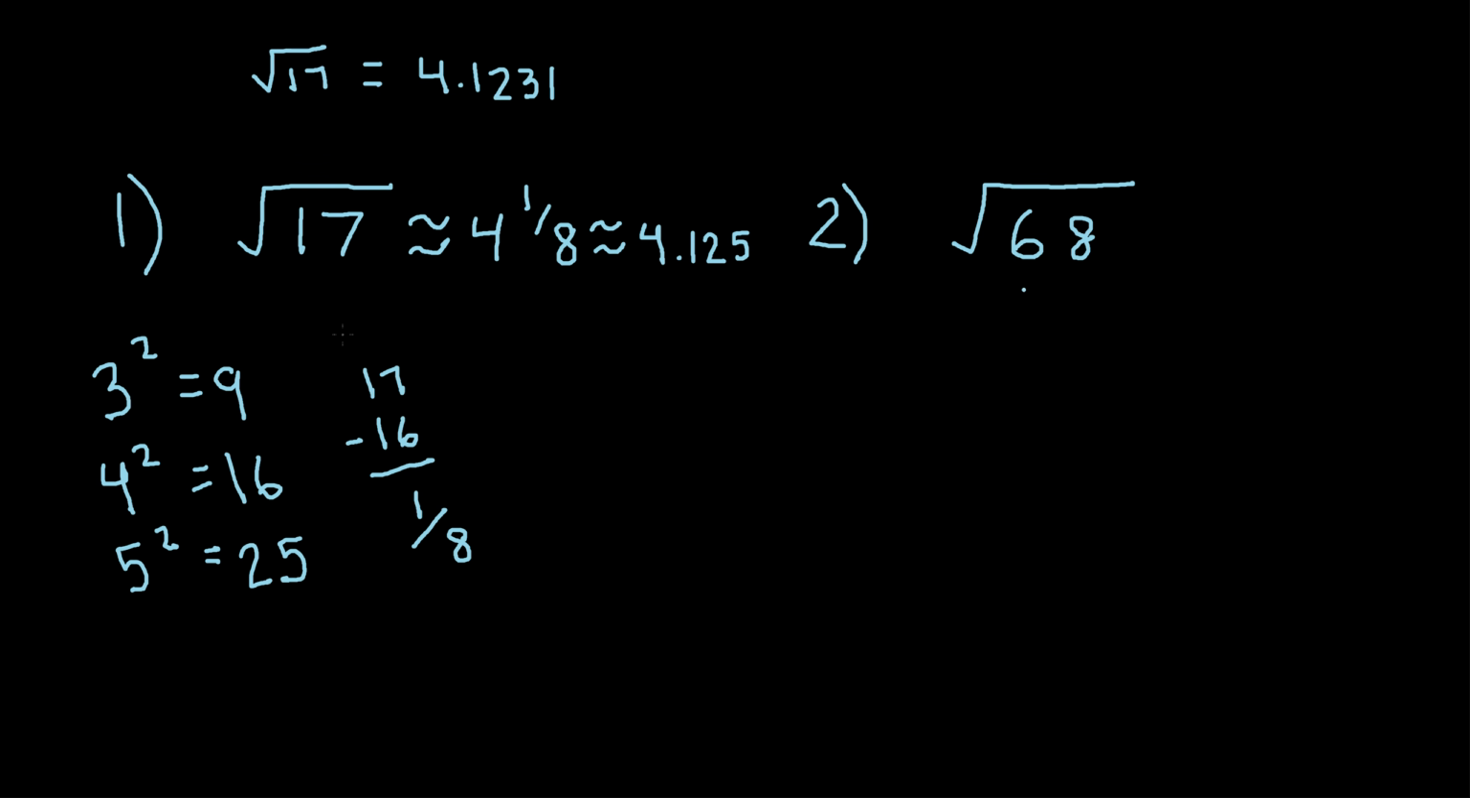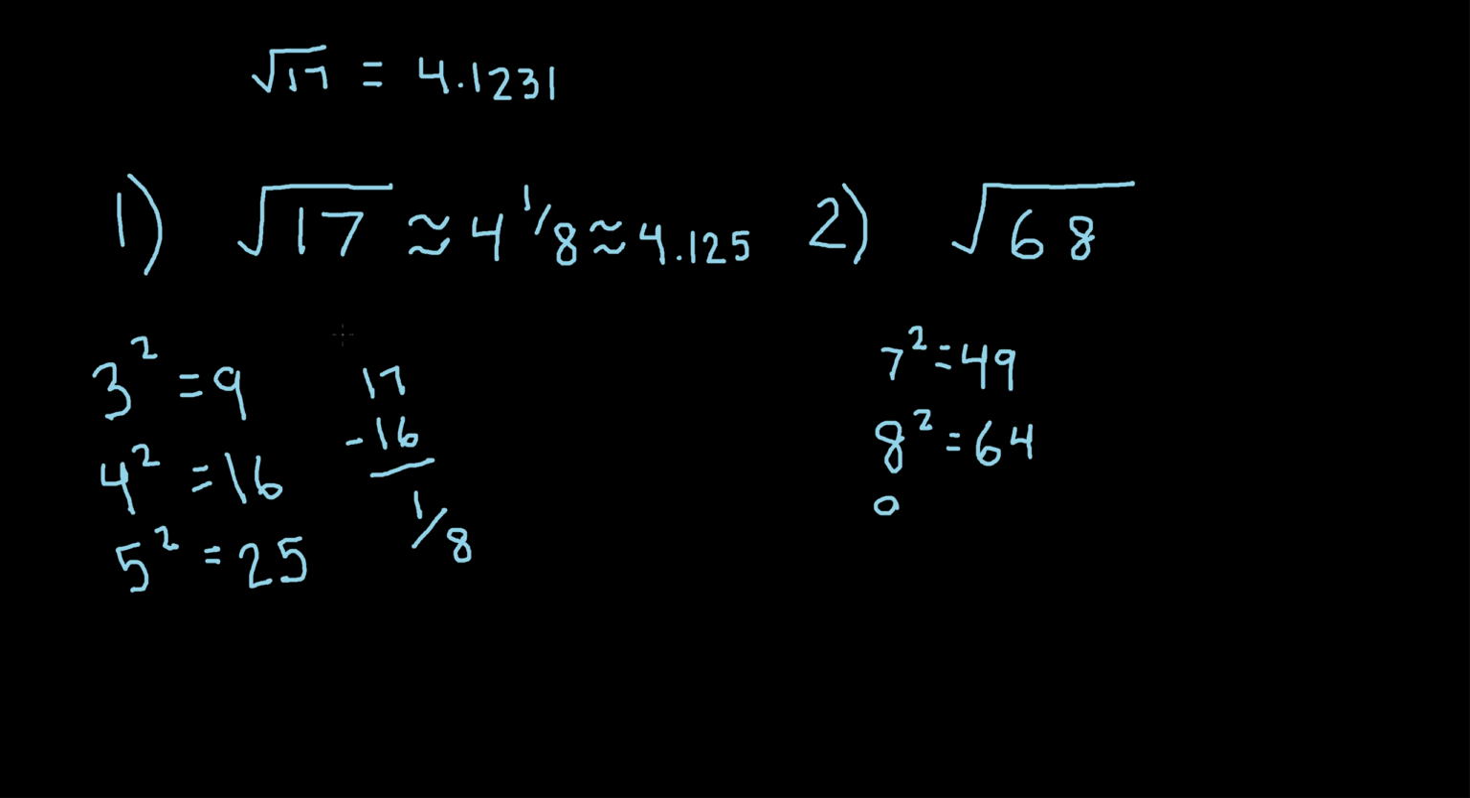All right, let's try our second example, the square root of 68. So we'll use the same process. Let's think about what numbers squared get us close to 68. Well, 7 squared is 49. That's kind of close, but I think we can get even closer. What about 8 squared? 8 times 8. That would be 64. So that's pretty close to 68.